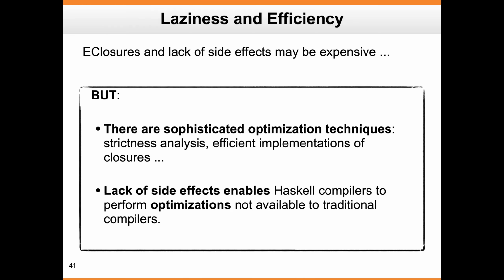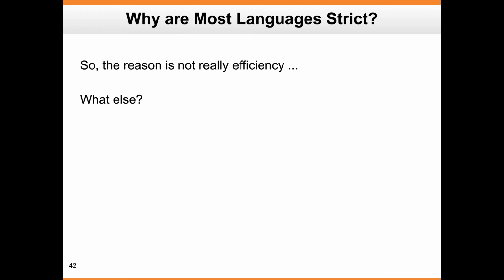And the other way around, the lack of side effects, while I said it might be expensive, especially in a language that doesn't have lazy evaluation, because I have to define intermediate structures or create intermediate state and pass this state around, enables Haskell compilers to perform optimizations that are not available to compilers of languages that have side effects. So to summarize, efficiency may not be the real reason.